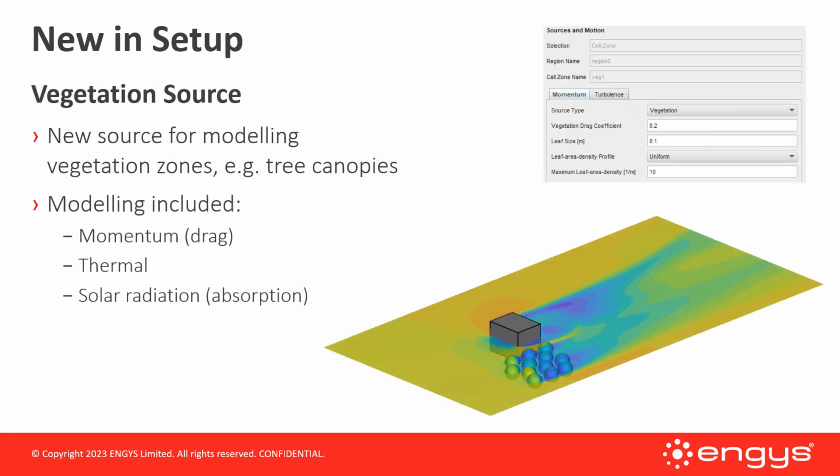A new vegetation source has been added, which can model the effects of trees on momentum, thermal, and humidity properties. Several options are available to the user for specifying the physical characteristics of the vegetation, such as the leaf area density, drag coefficient, and solar radiation absorption fractions, amongst others.